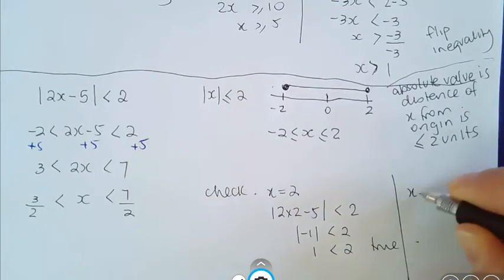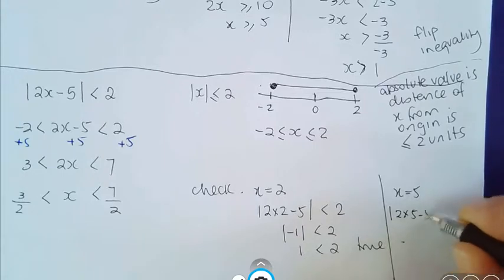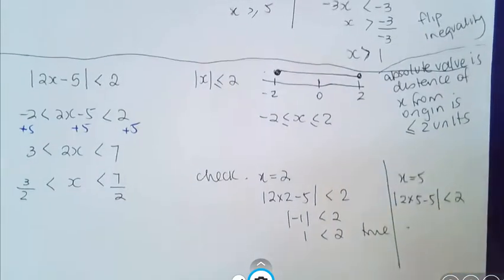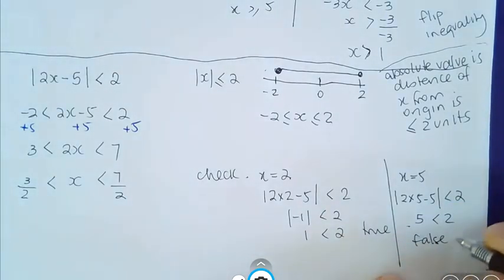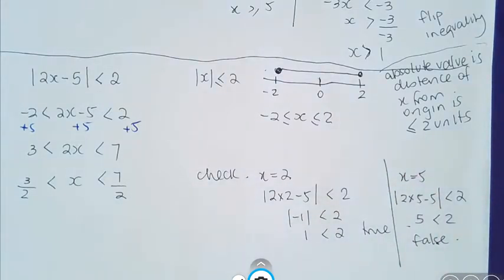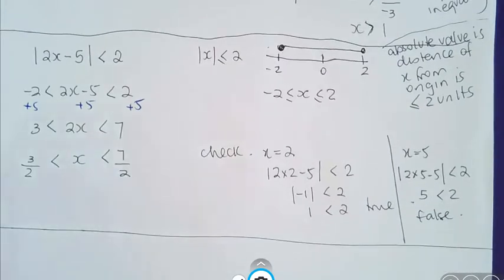Do you want me to show how the other one doesn't work? So if I did x is 5, this one should be not true. 2 times 5 minus 5 is less than 2. Let's see if this is true. 10 minus 5, that's absolute value of 5 is less than 2. That's false. So we can see why x is 5 is not a solution. The solution lies between 1.5 and 3.5. All good?